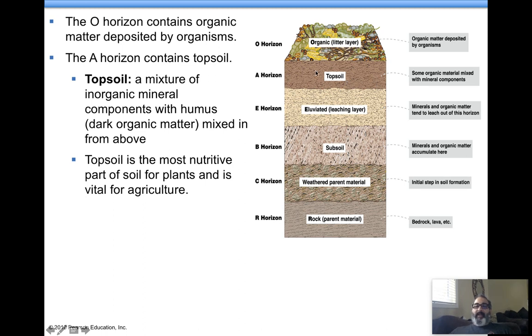Topsoil. You may add organic matter to it in the form of compost. You might have compost. We'll talk about that in a little while. All right. Topsoil is the most nutritious part for the plant. Basically, this is what we would lay down if we're growing food and crops.